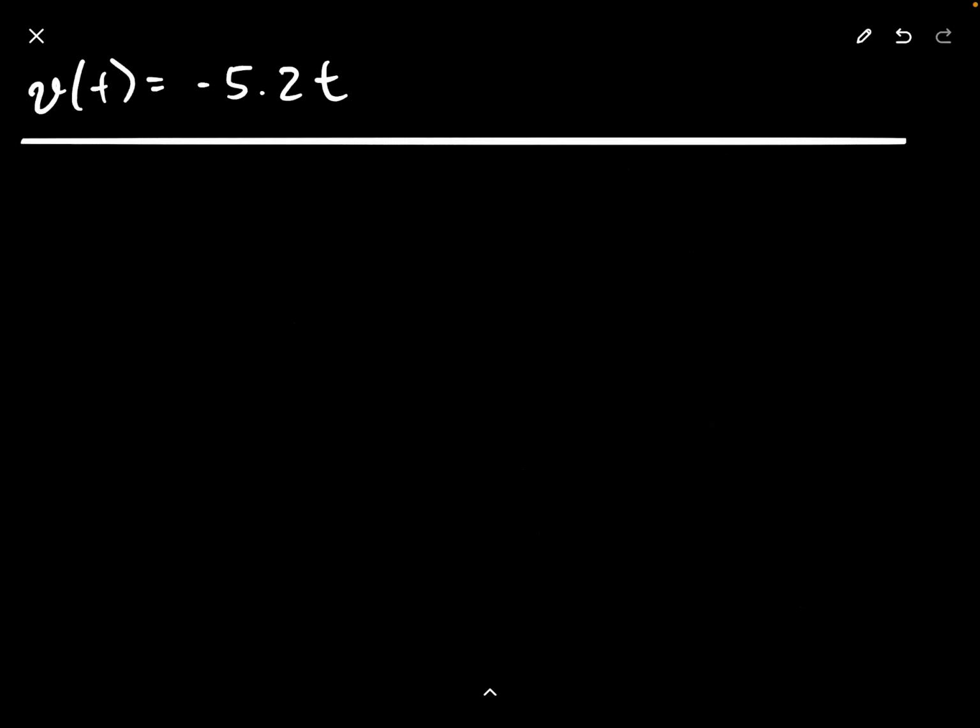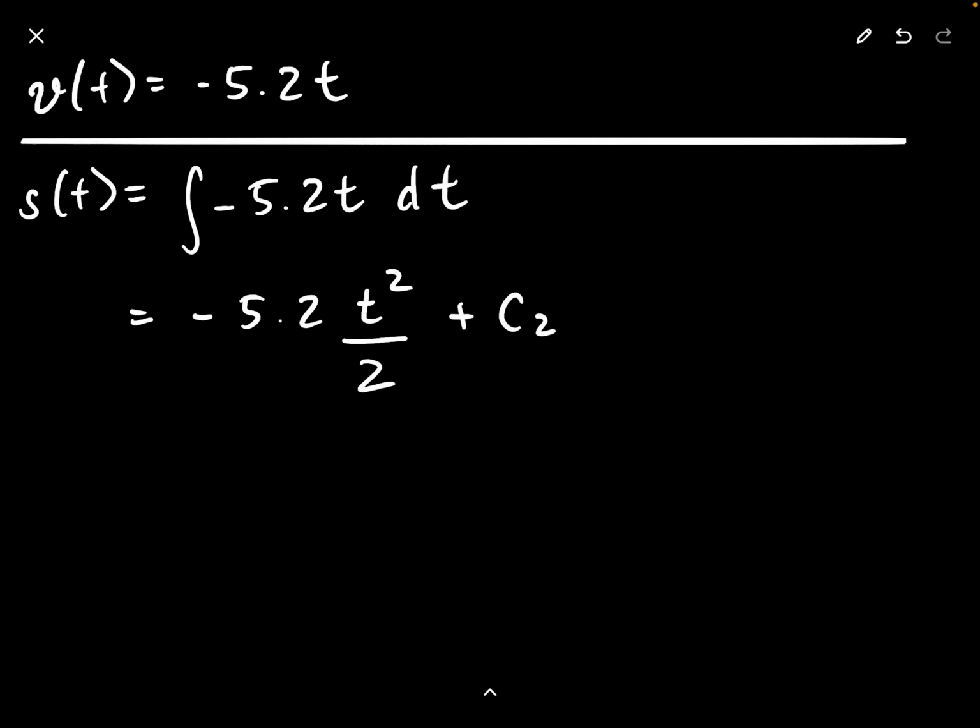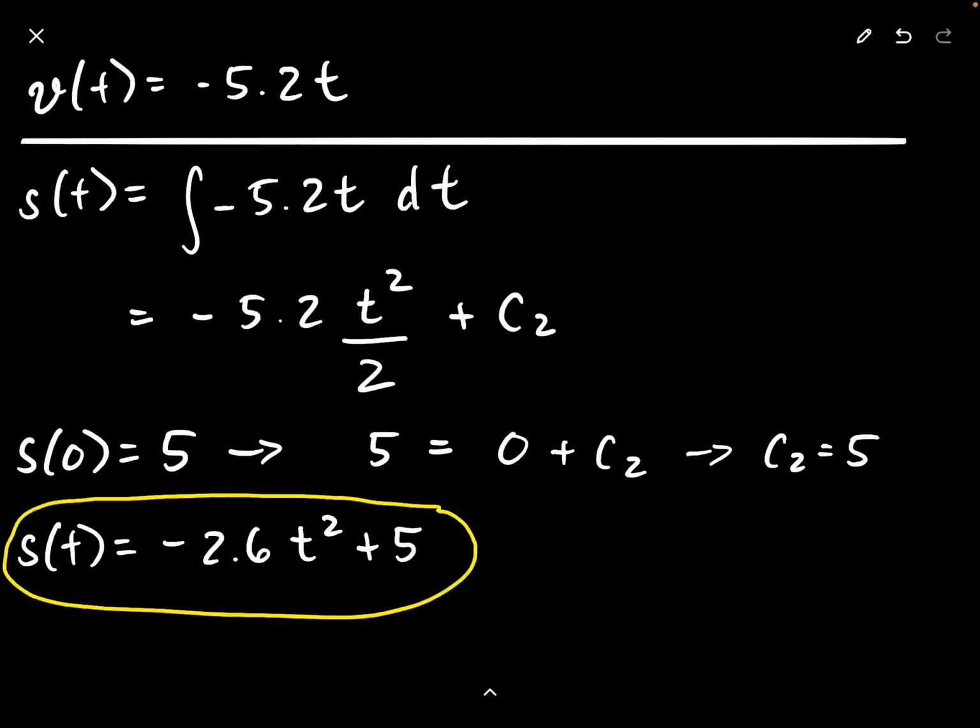Next, to find the position function s, we'll take the antiderivative of v with respect to time. So the antiderivative of minus 5.2t dt will be minus 5.2, which is just a constant, times the antiderivative of t to the 1, which is t squared over 2, plus c2. So again, we can solve for c2 using the condition that was given in the problem. They're falling from a height of 5 feet, so s(0) is equal to 5. So 5 is equal to 0 plus c2, so c2 is 5. So the position function is minus 2.6t squared plus 5.